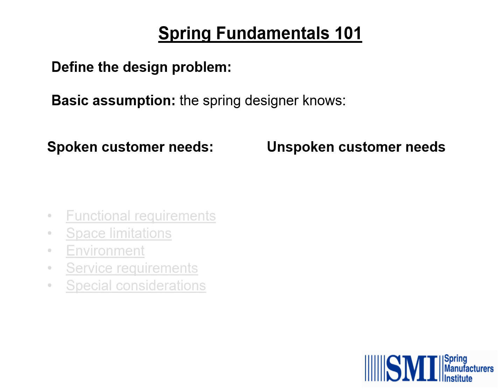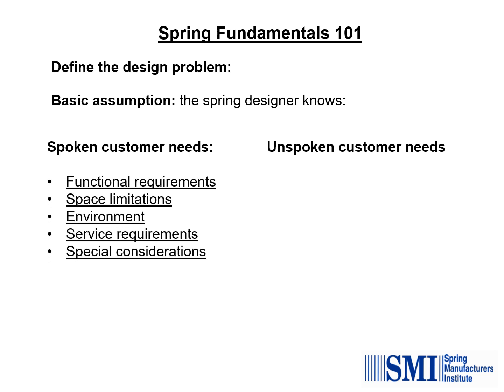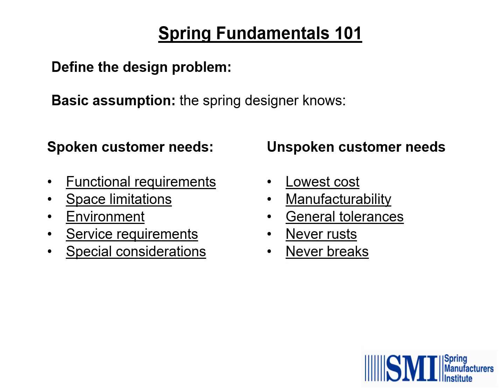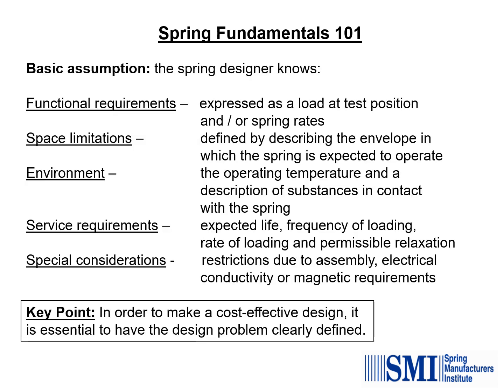Let's look at the spoken customer needs. Functional requirements, space limitations, environment, service requirements, special considerations. And now the unspoken customer needs. Lowest cost, manufacturability, general tolerances, never rusts, never breaks. This slide provides definitions of the spoken customer needs.